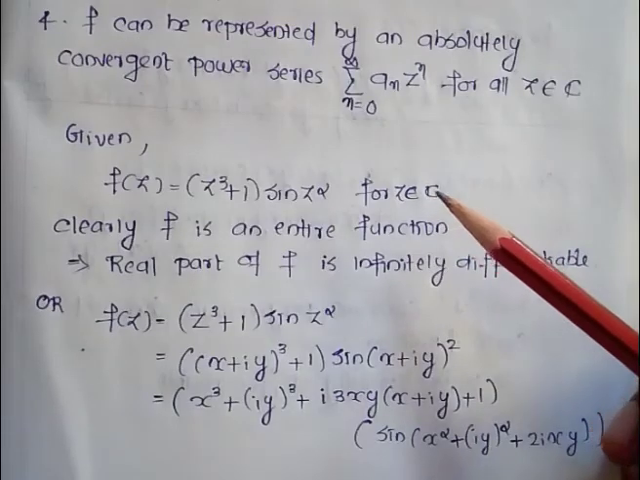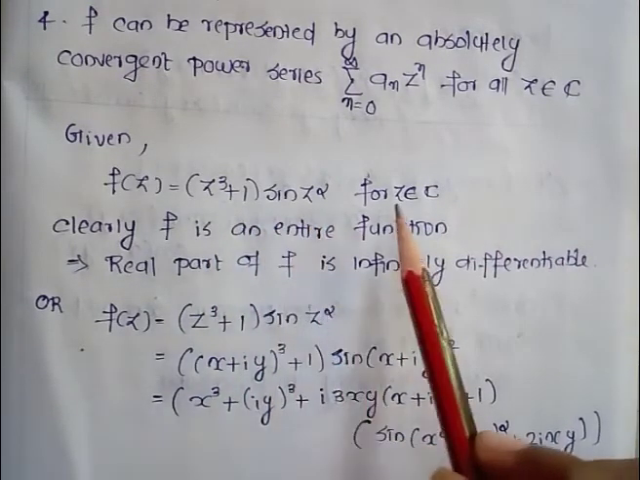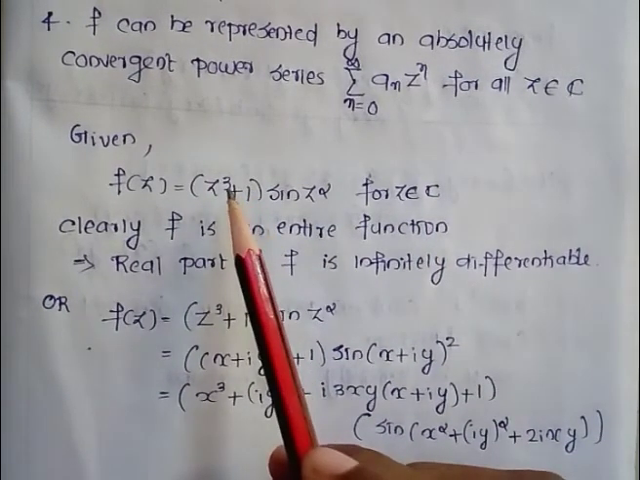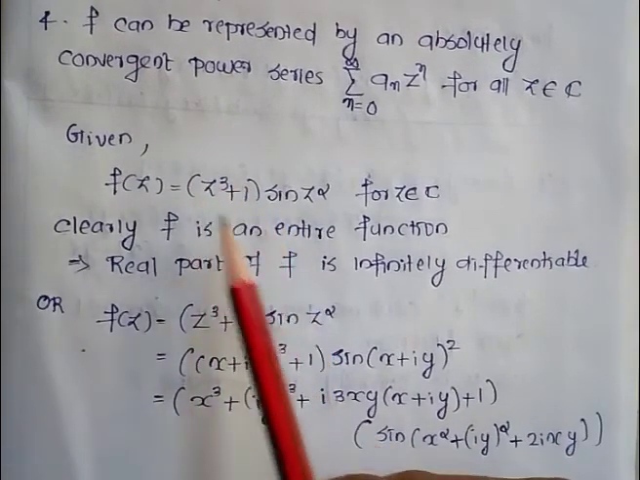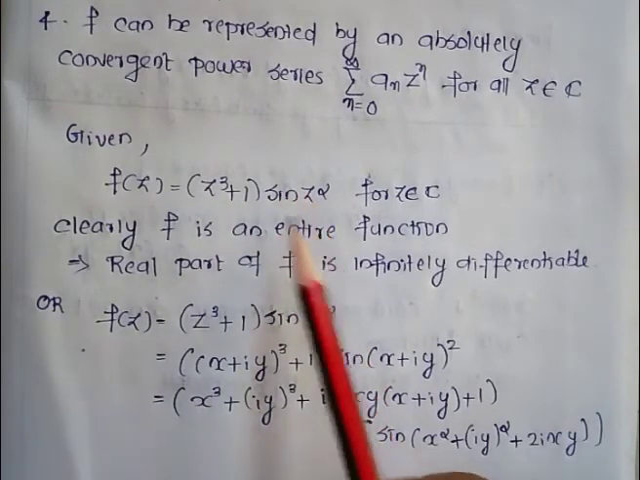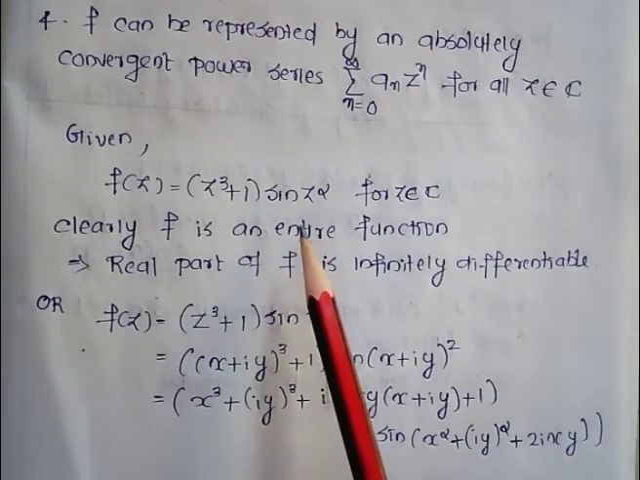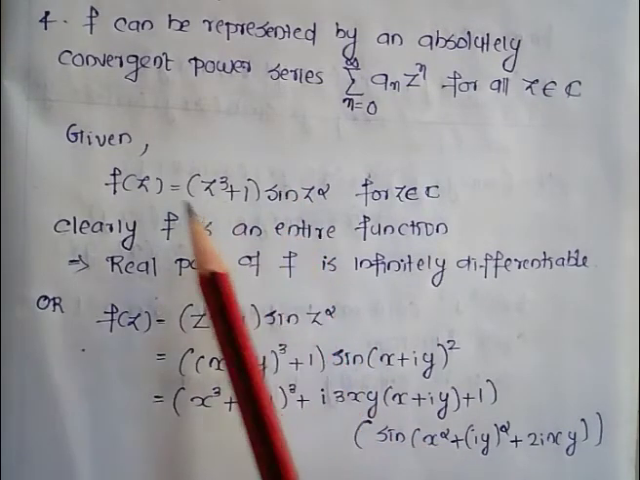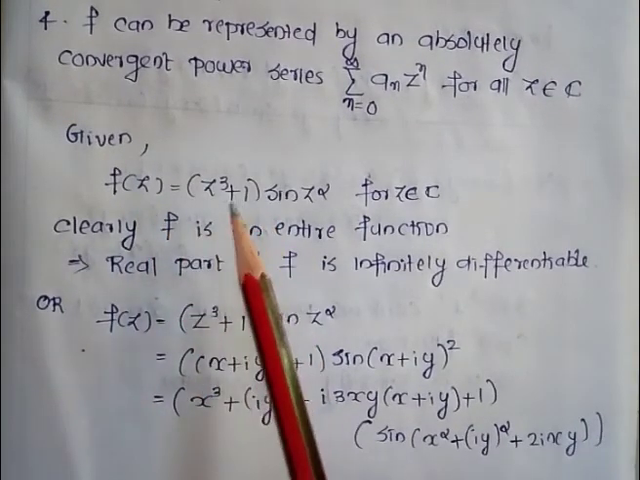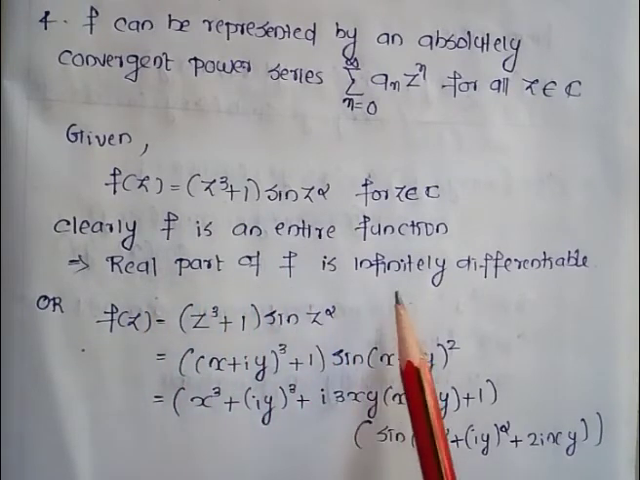Here we are given f(z) = (z^3 + 1) sin(z^2) for z belongs to C. Here z^3 + 1 is a polynomial function and we know that it's an entire function, and sin(z^2) is also an entire function, so a product of two entire functions is also an entire function. Therefore we can say that f is an entire function, and therefore we can conclude that the real part of f is infinitely differentiable.